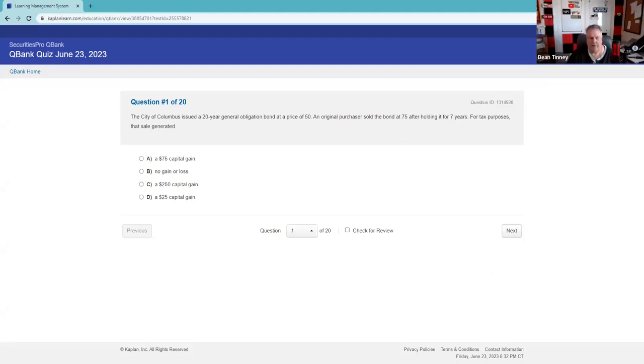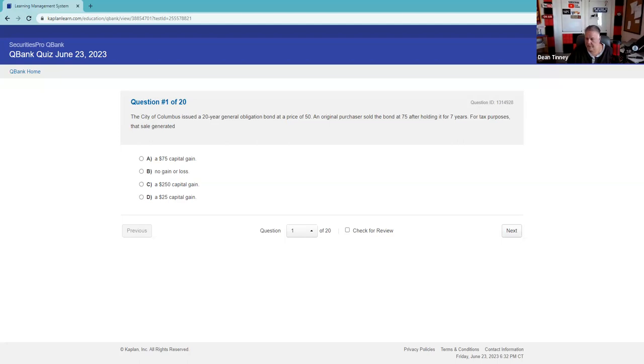Yep. Okay, the city of Columbus issued a 20-year general obligation bond at a price of 50. An original purchaser sold the bond for 75 after holding it for 7 years. This is a zero coupon bond. It's an OID, originally issued at a discount, right? So here they're asking us, for tax purposes, what is our gain or our loss? If we bought it for 50, and we're going to get back 100% of par, that means we bought it for $500 and we're going to get $1,000.